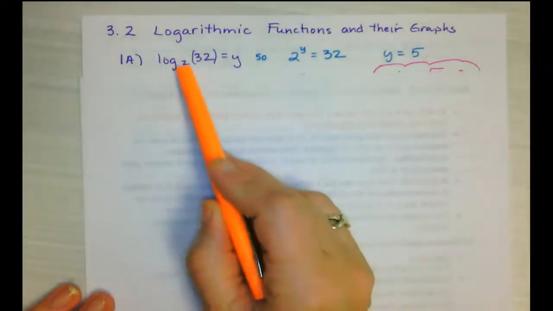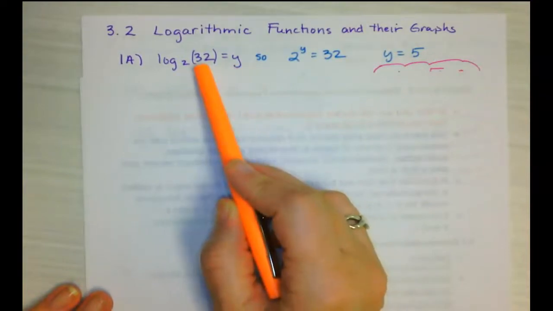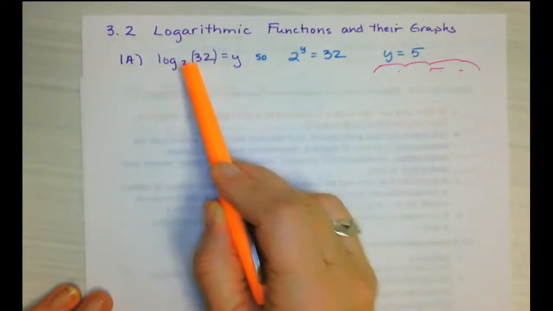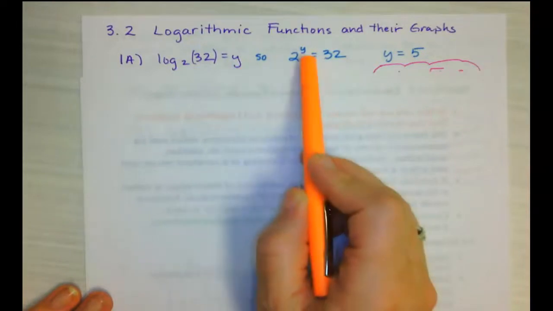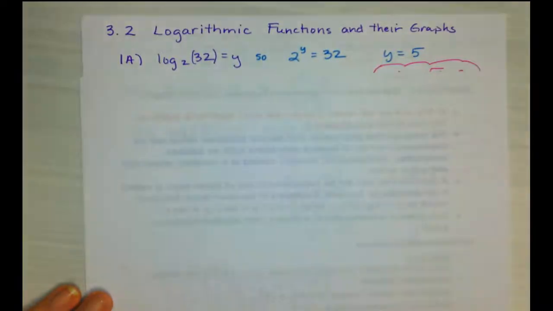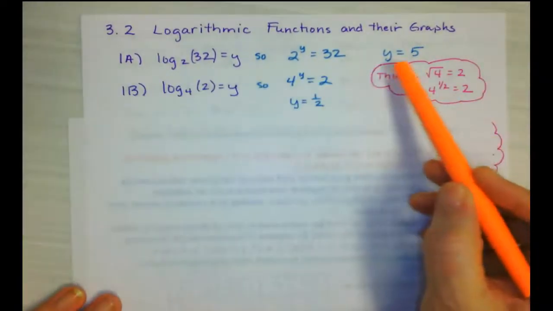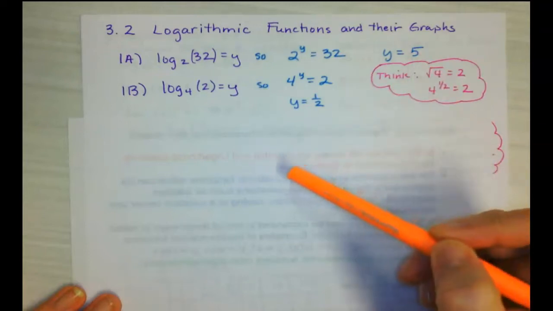Remember that you can solve for a base, you can solve for an argument, or you can solve for the output, which is the power. One way to do that is simply rewrite it. So I can say the base of the log is 2, the output of the log is the power, which is y. That equals 32. And then I know that 2 to the 5th power would give me 32, so y has to be 5.